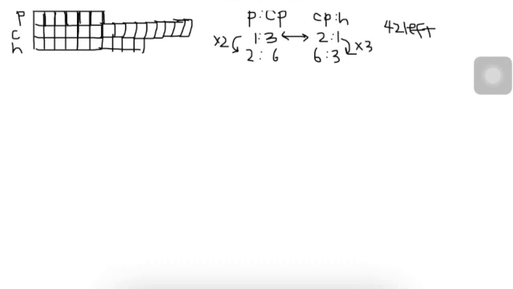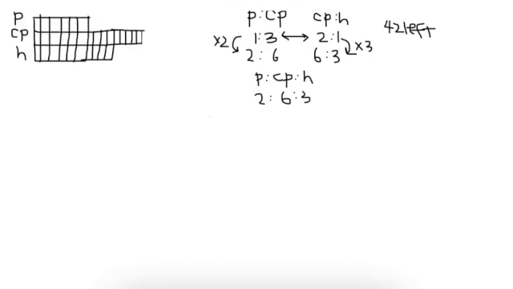Because of this, we can actually find out this ratio, which is pen to color pencil to highlighter, which is 2:6:3. Okay, so now we will compare this ratio that we just derived to the original ratio of the quantity of the stationery, which is P to CP to H, which is 6:15:10.